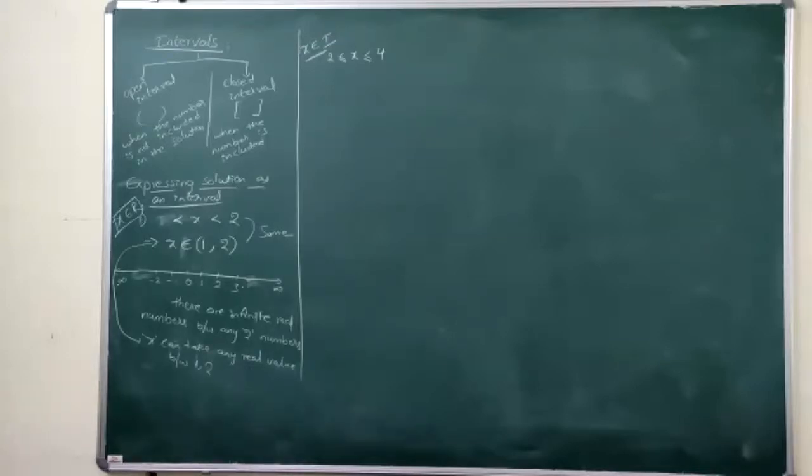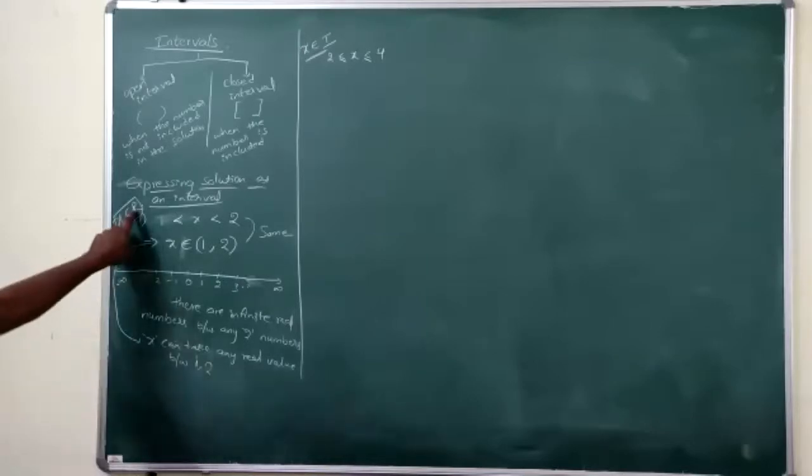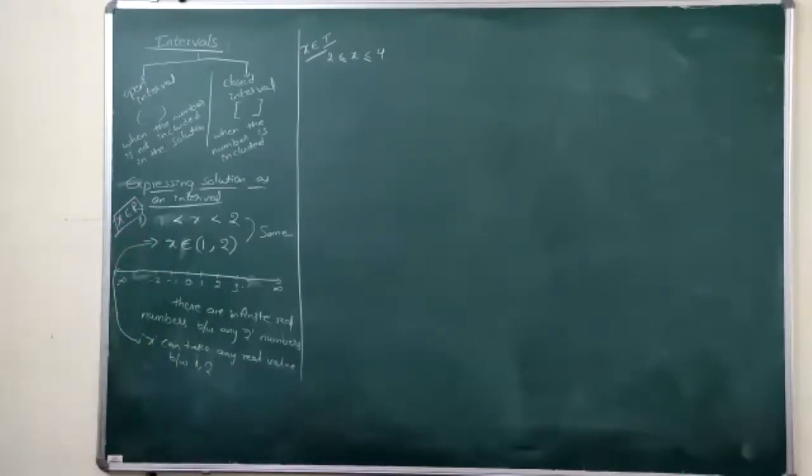2 ≤ x ≤ 4, and x can take only integers. X belongs to I or Z, you can say. Integers are denoted by I or Z, real numbers by capital R.